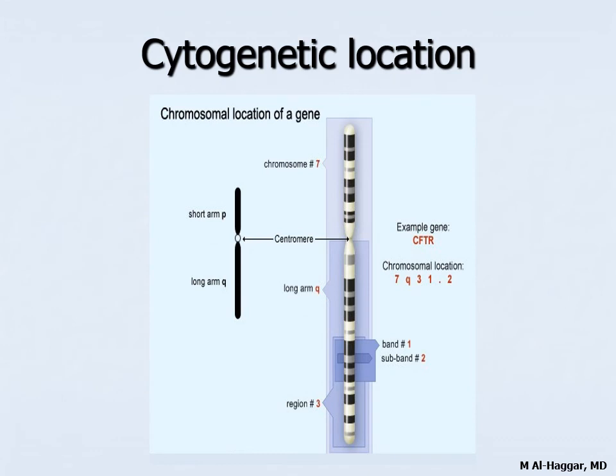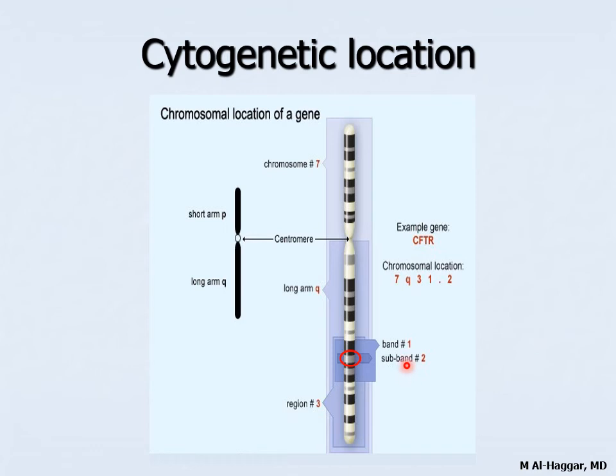Going first to the cytogenetic localization, here is the chromosome by its components. Here is the short arm, the long arm of chromosome number 7, and here is the centromere. Suppose I want to localize the gene named CFTR. This CFTR is the gene for cystic fibrosis. This gene is present in this area. How can I label this area in this photo? I say that the gene is present here.